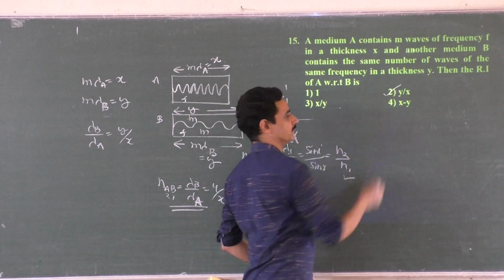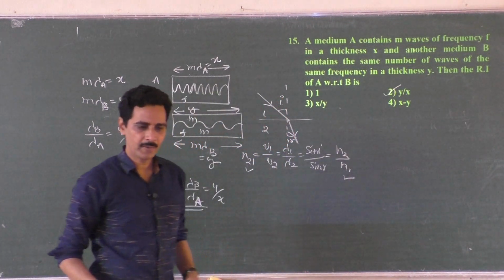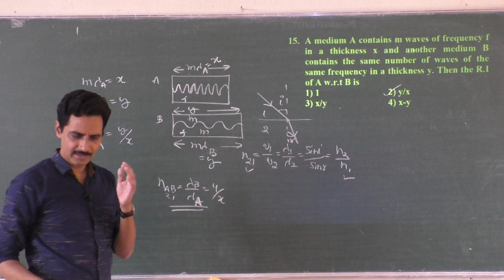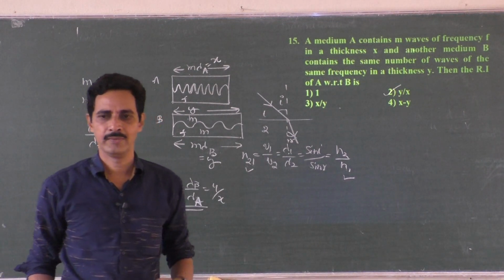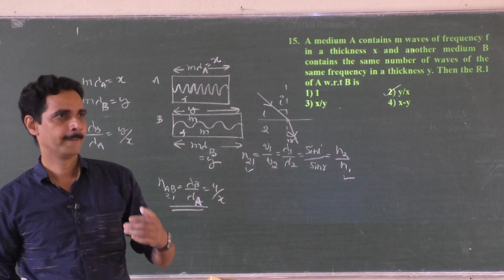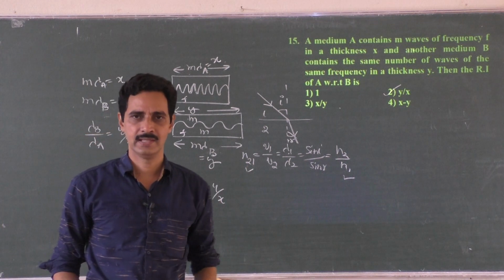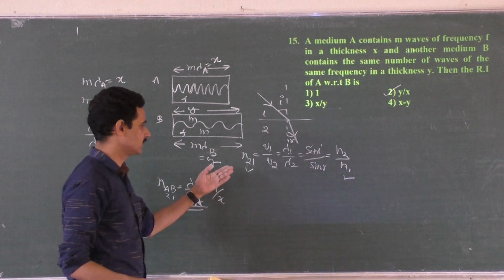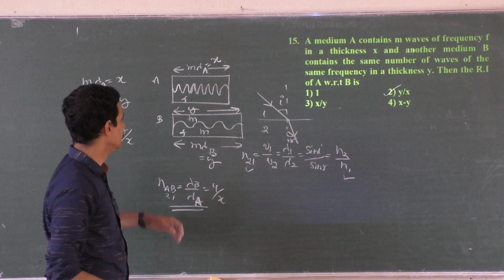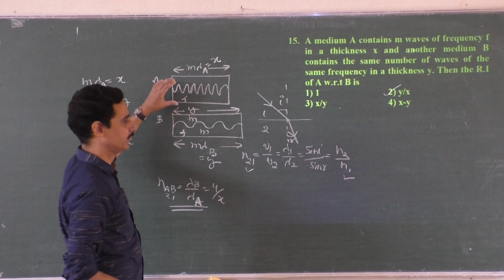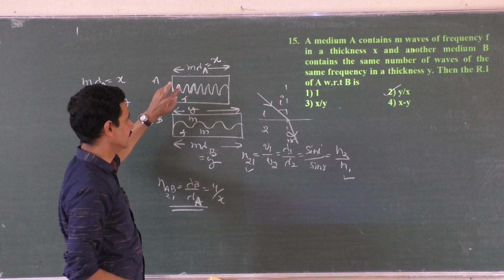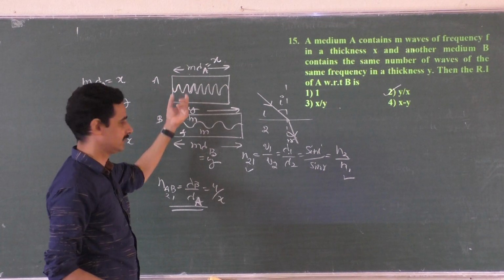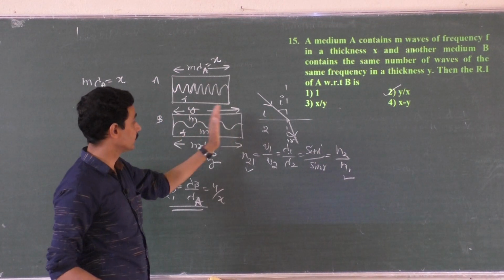So option 2, right? So this problem, hope you have followed it. The only idea needed here is that when a wave travels from one medium to another, frequency doesn't change, wavelength changes, and the ratio is like this. And here they say that m number of waves are accommodated in a thickness x. That means wavelengths may be smaller or larger. Here they may be different. In a distance y they are accommodated.